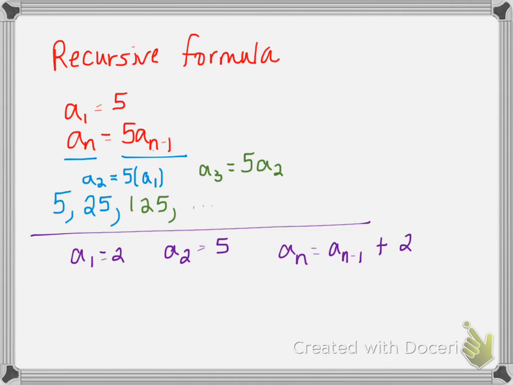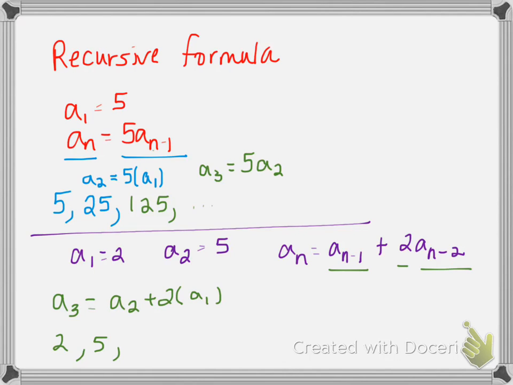And the formula says that you take the term before it and then add 2 times the term before that. So if I was looking for the third term, because I know the first term and I know the second term, it would be the second term, because that's the term before it, plus 2 times, plug in that 3, 2 times the first term.